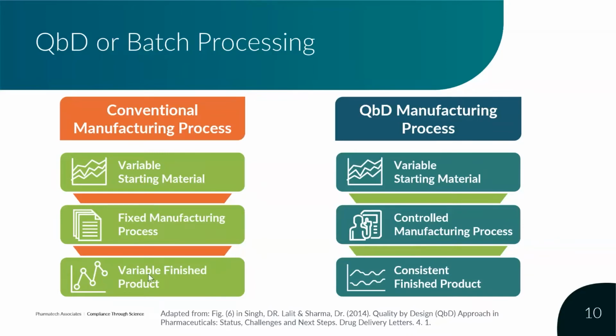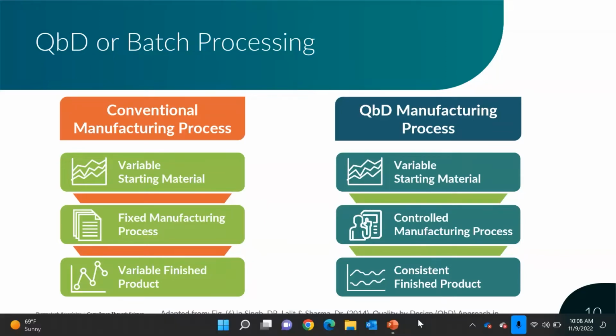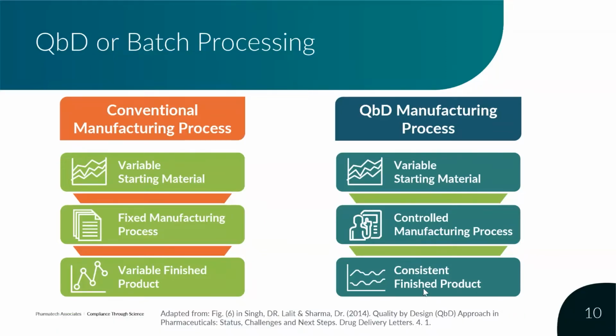But in a quality by design approach and utilizing this approach, you can still have variability in your starting material. But if your manufacturing process is adequately controlled, and we can do this with our process analytical technology tools, we can ensure a consistent finished product. And this is the big goal for regulatory authorities. They really want to make sure that the finished product is consistent in its quality. That comes up time and time again.